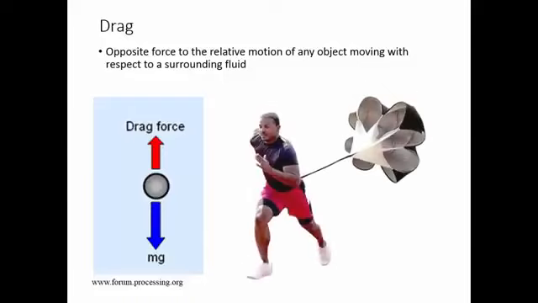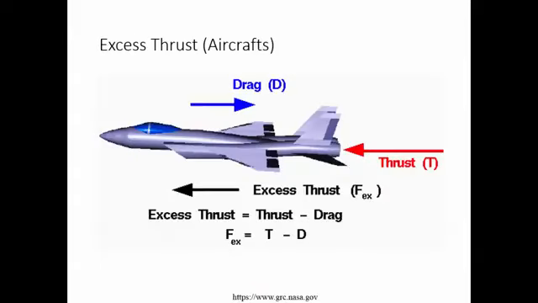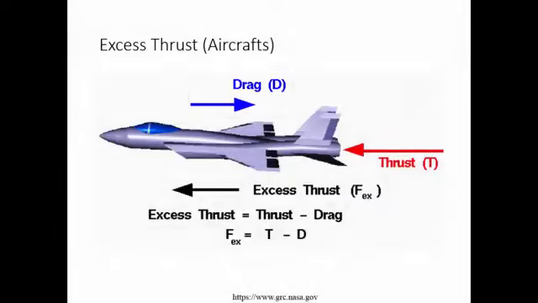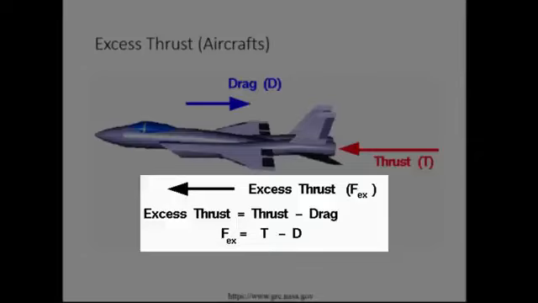Similarly, here is another example, a person running with a resistance parachute. The resistive drag force is opposite to the direction of his motion. In this aircraft, the drag force is opposite to the direction of the motion of the aircraft. The key point one should take away from these examples: a considerable amount of the thrust we supply to propel the aircraft is spent to overcome the drag resistance. The rest, which is the excess thrust, is used for the propulsion.